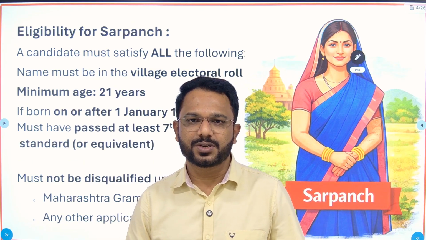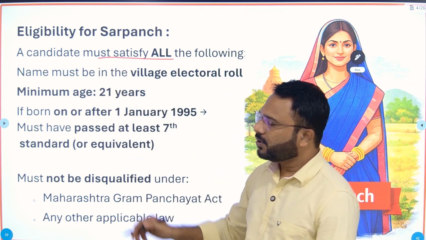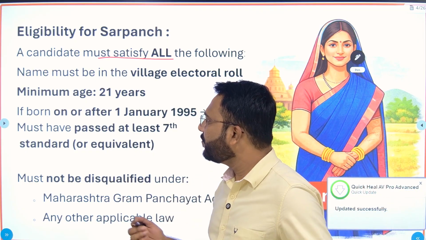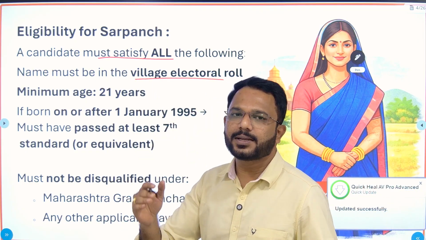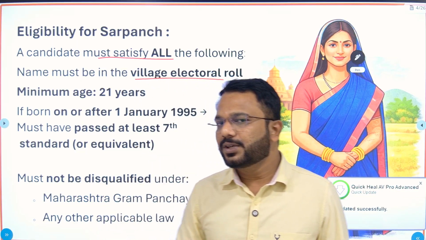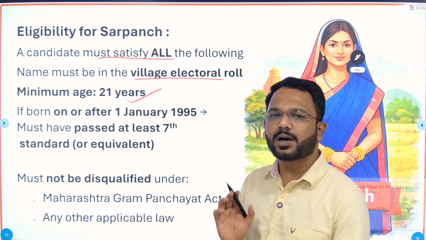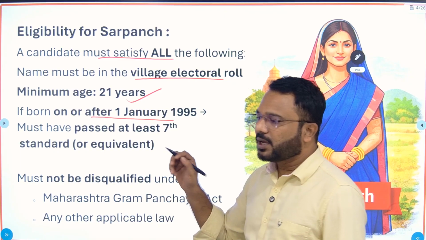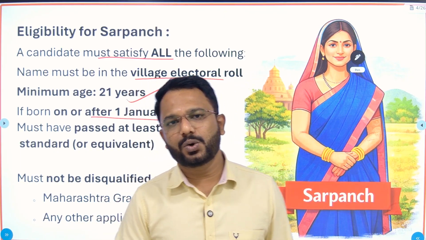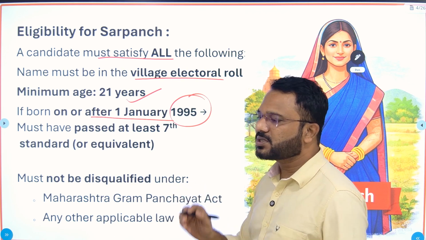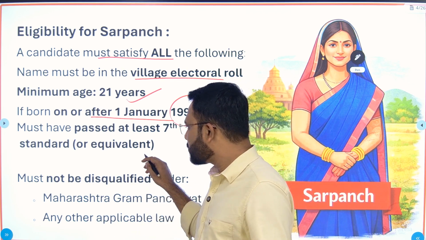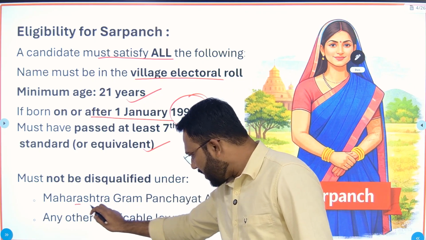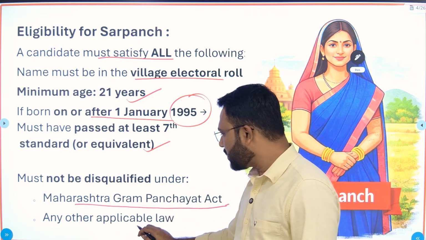Eligibility of the Sarpanch. The candidate who wants to become a Sarpanch must qualify all these conditions. The first condition says that his name should be enlisted in the village electoral rolls. Secondly, he or she should have completed a minimum age of 21 years. And if born on or after 1st January 1995, he must have passed at least 7th standard of school or equivalent. He must not be disqualified under Maharashtra Gram Panchayat Act or any other applicable law.